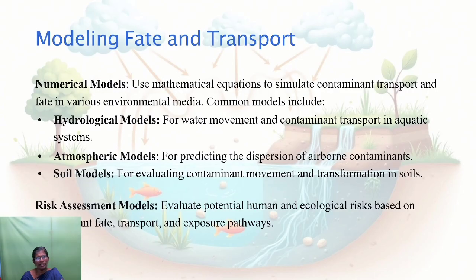Then modeling fate and transport, so we can follow all these transportation pathways through models. So numerical models include hydrological models for finding out the movement of water and contaminant transport in aquatic systems. Then atmospheric models for predicting the dispersion of airborne contaminants. Then soil models, the movement of the contaminant in the soil and transformation in the soil.